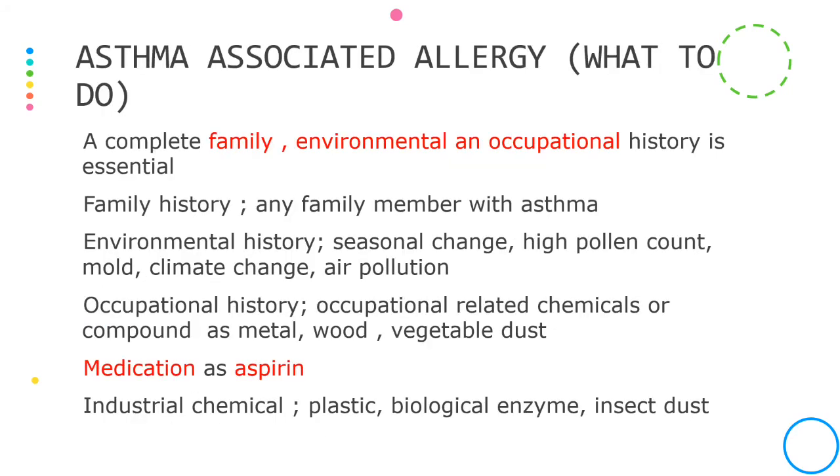For asthma-associated allergy, we have to get a complete family history, such as whether their family members have asthma, an environmental and occupational history, such as hazards like biological enzymes, plastic, or dust, and also a medical history, such as whether they are on aspirin, as those can relate to asthma.